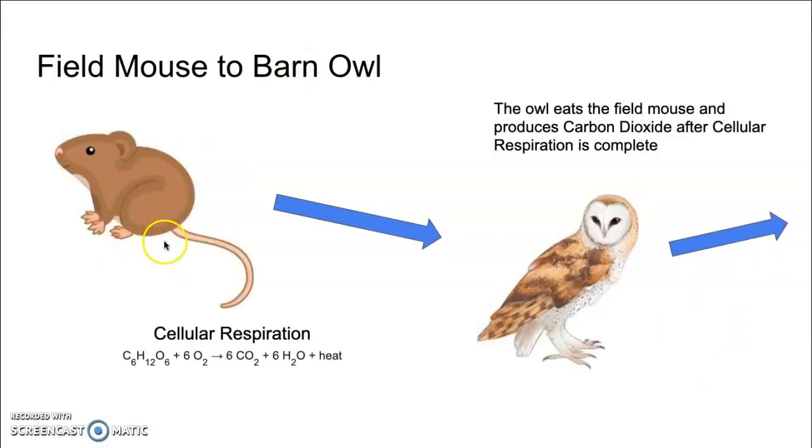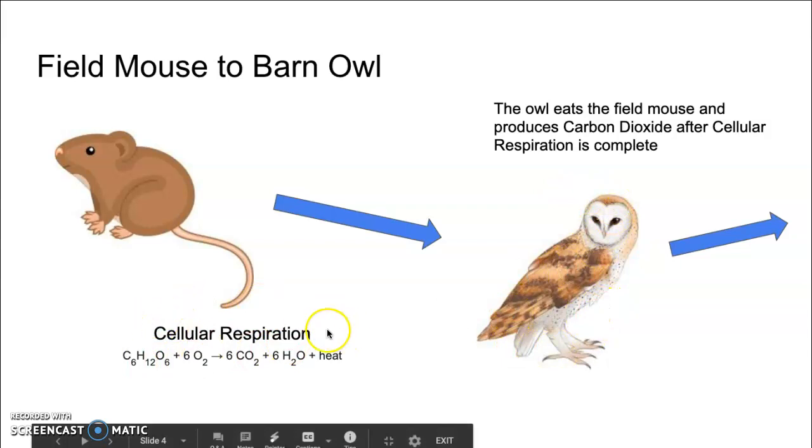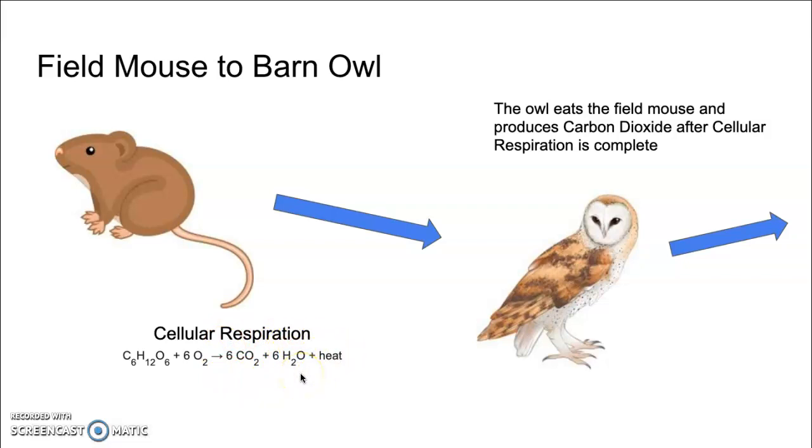This field mouse is then eaten by the barn owl. The barn owl goes through the cellular respiration process again, and it breaks down the field mouse from glucose and the oxygen in the air, and once again produces carbon dioxide, water, heat, and 36 ATP.